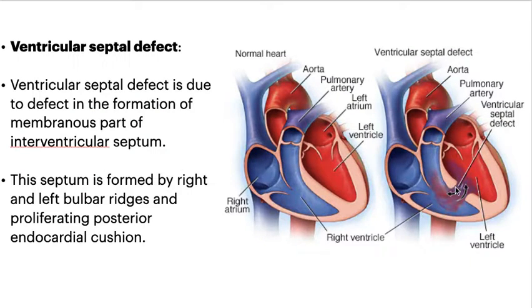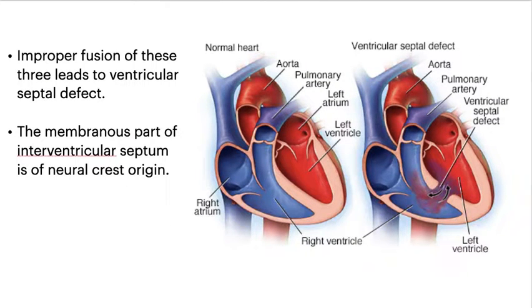What is a ventricular septal defect? Ventricular septal defect is due to a defect in the formation of the membranous part of the interventricular septum. This septum is formed by the right and left bulbar ridges and the proliferating posterior endocardial cushion. Improper fusion of these three leads to ventricular septal defect. The membranous part of the interventricular septum is of neural crest origin.